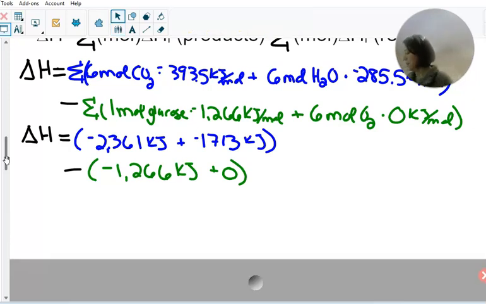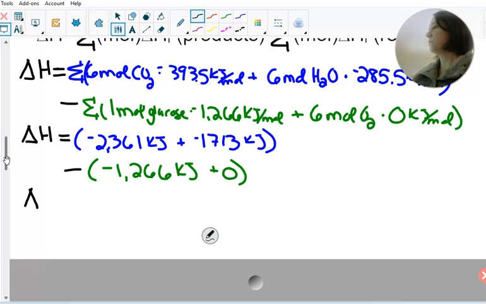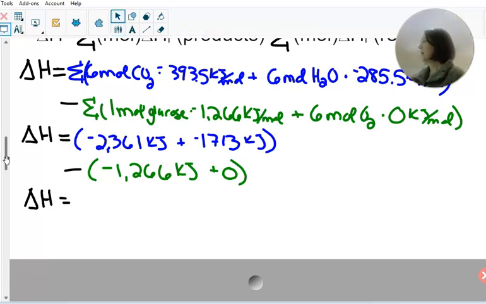All right, so then when I bring that down, I have delta H equals, and now I'll put this in my calculator, and don't forget we're subtracting a negative here. So negative 2,361, double check that I wrote that correctly. Yep.